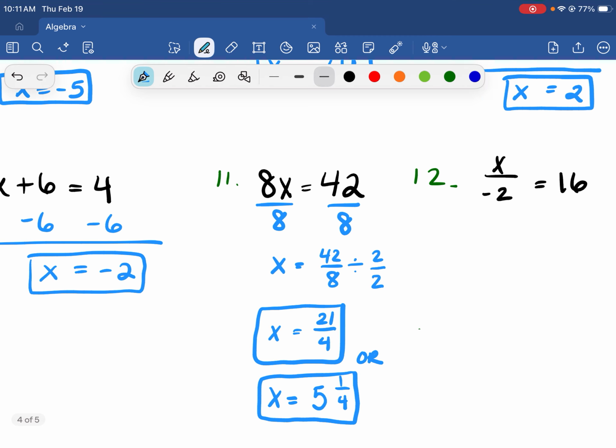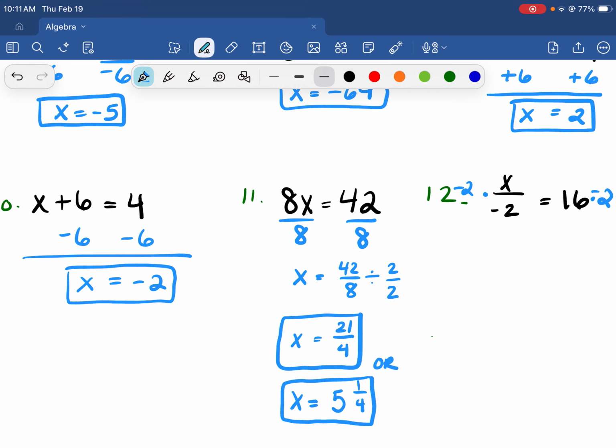And the last one here, x divided by negative 2 is equal to 16. I want to multiply by negative 2. And I want to make sure I'm multiplying by negative 2, not just 2, because a negative times a negative gives me a positive 1. 16 positive times negative 2 is negative 32.